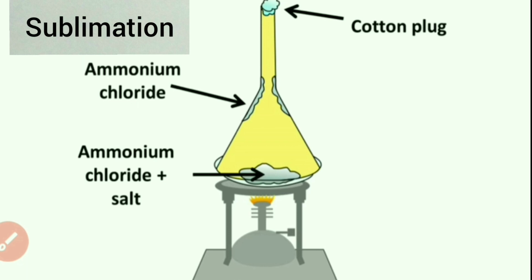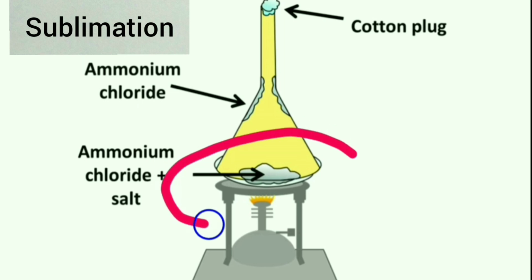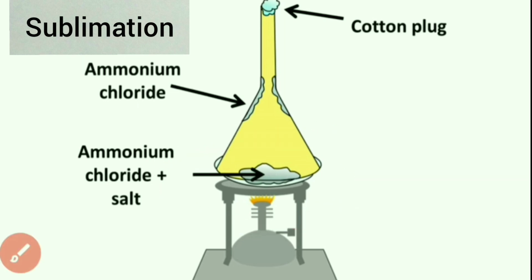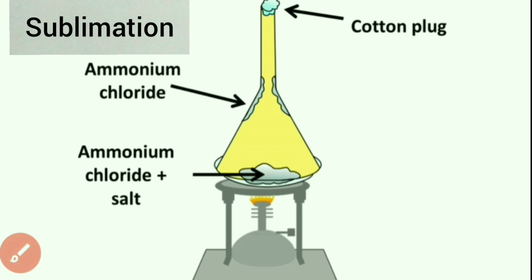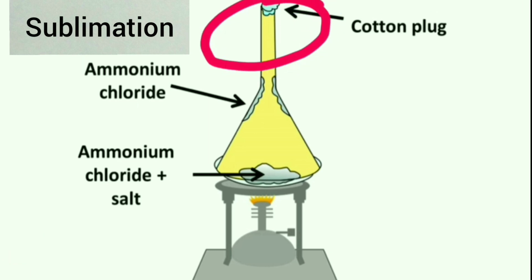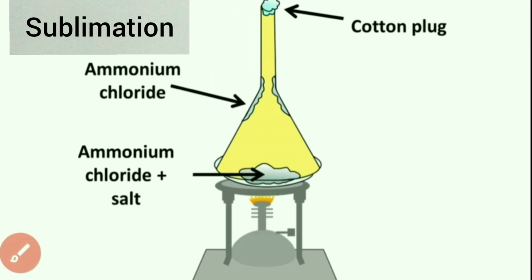Now this is the setup which is used when sublimation is carried out. Here we can see that the ammonium chloride and salt mixture is being heated in a china dish over a burner, and it is covered with an inverted funnel. We can also see that the opening of the funnel is closed with the help of a cotton plug. This is basically done to prevent the vapors from escaping into the air.